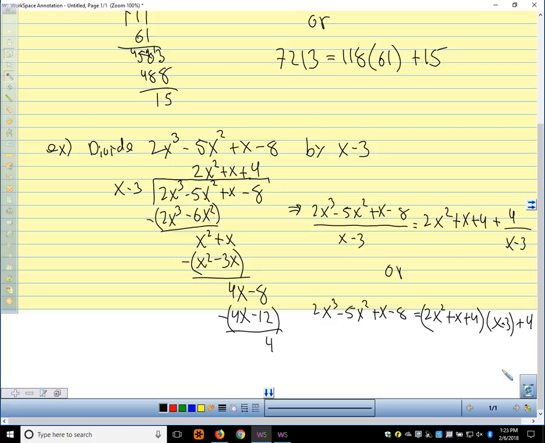So division is how we're going to find zeros and how we're going to factor higher degree polynomials. If we do have a remainder, does that mean we can't factor it, or that it's just not factored? Right, so then it means it doesn't factor.